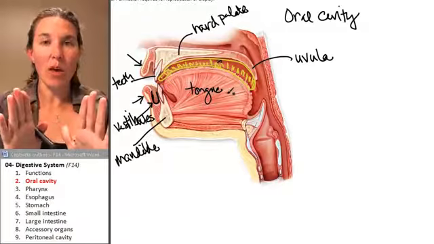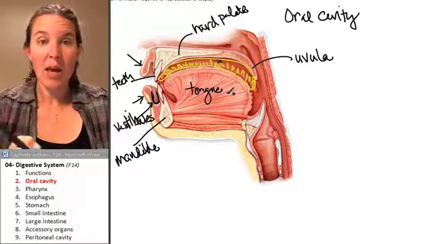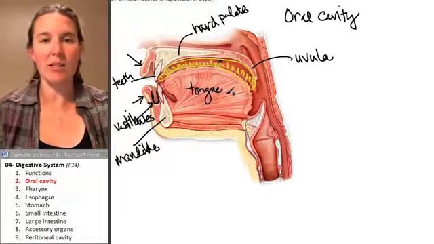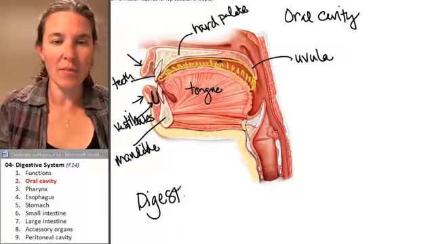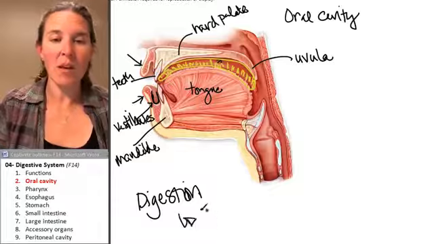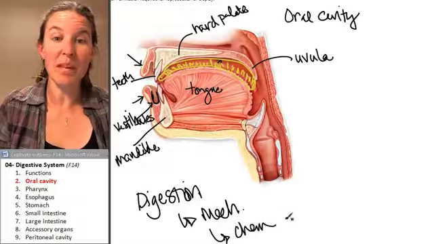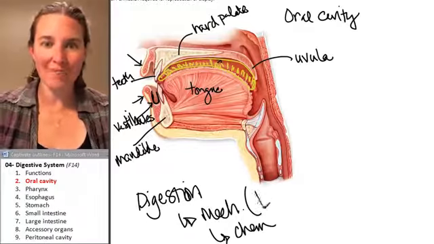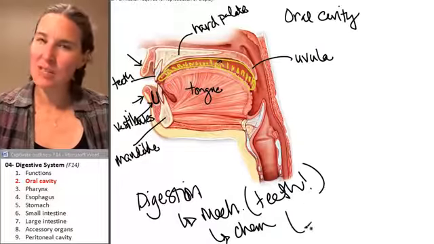Now, there are two structures that we're going to look at in a little more detail, and they play different roles in digestive processes. Digestion does happen in the mouth. Do you remember the two kinds of digestion that we can have? We can have mechanical digestion and chemical. And mechanical digestion in your mouth happens because of who? Your teeth, dogs. And chemical digestion.